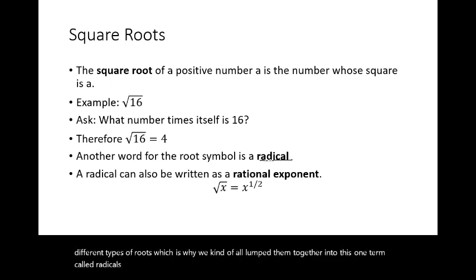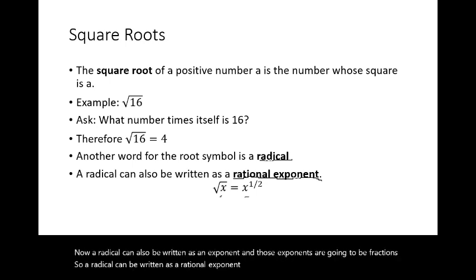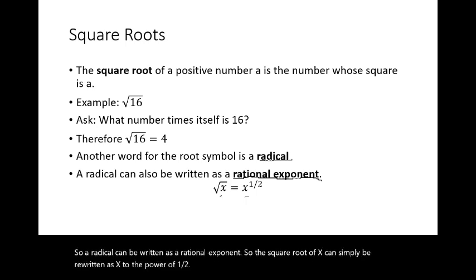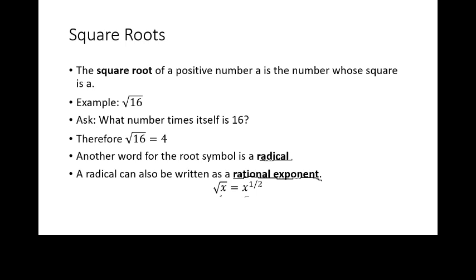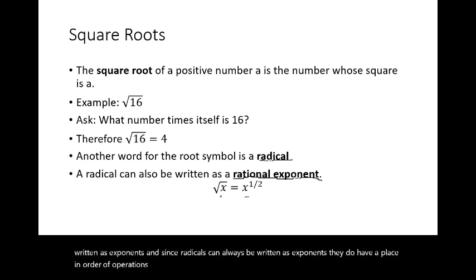Now, a radical can also be written as an exponent, and those exponents are going to be fractions. So a radical can be written as a rational exponent. So the square root of x can simply be rewritten as x to the power of 1/2. These are two different methods of writing the exact same thing, so radicals can always be written as exponents. And since radicals can always be written as exponents, they do have a place in order of operations. Because radicals can be rewritten as exponents, radicals are always done at the same time as exponents in order of operations.